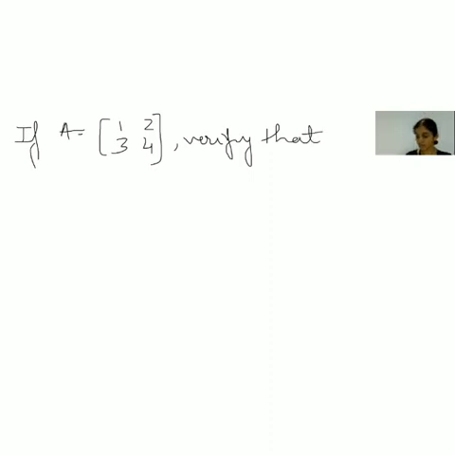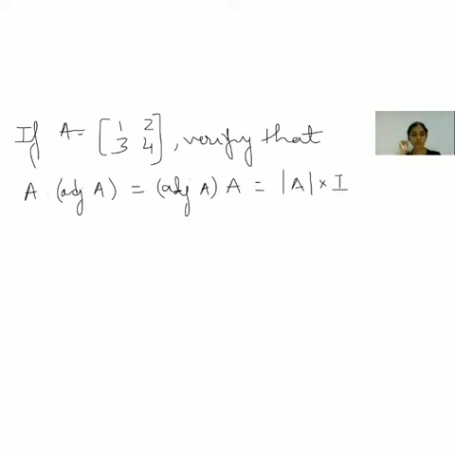So if A is equal to 1, 2, 3, and 4, same matrix we are taking. If A is equal to this, verify that, what do we have to verify? A into adjoint of A is equal to adjoint of A multiplied by A, which is equal to determinant of A multiplied by identity matrix. We have to prove this. Okay, so let us begin.